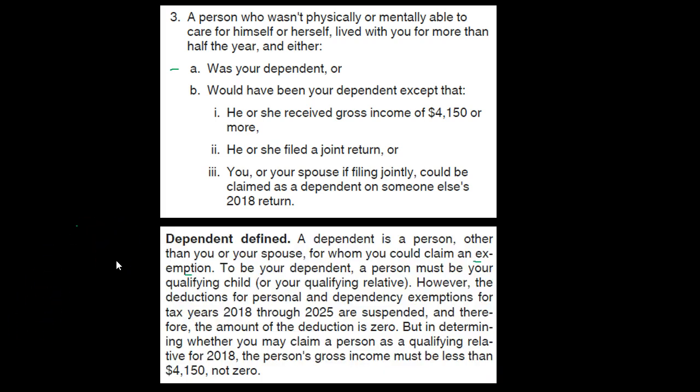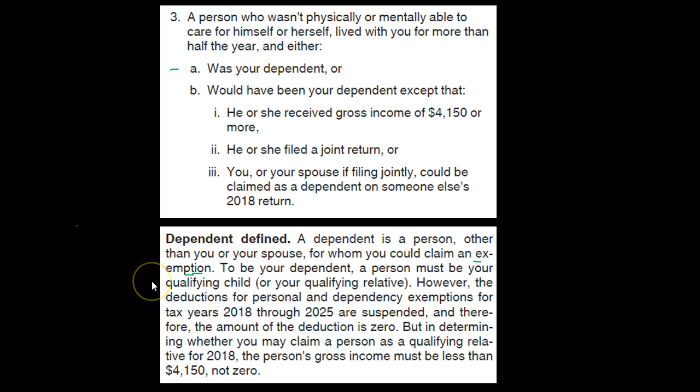Dependent defined. A dependent is a person other than you or your spouse for whom you could claim an exemption. And now note that this terminology is a little bit unusual now in 2018 because the exemptions have been basically removed. So we still have the dependent, we have the dependent care or the dependent credits related to the qualified child or other dependent. So just note that that's probably there because of old terminology. Before 2018, we had, of course, exemptions for the dependents, and now we have some other kind of benefits related to them. So in any case, moving on back to the text.